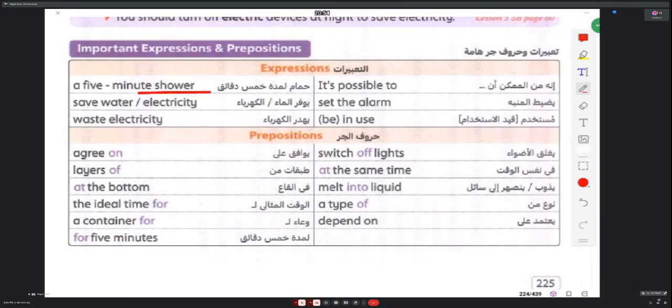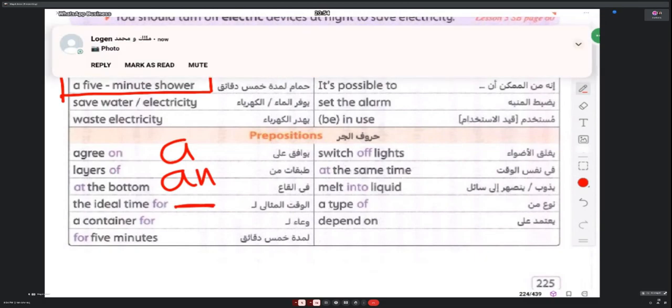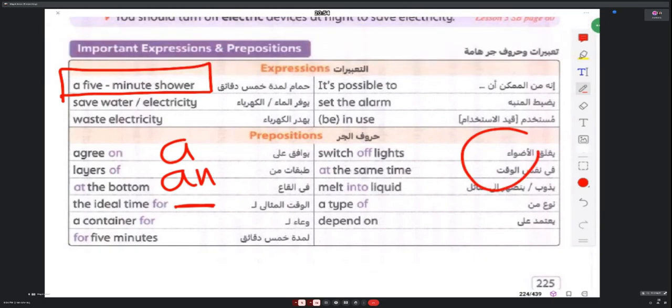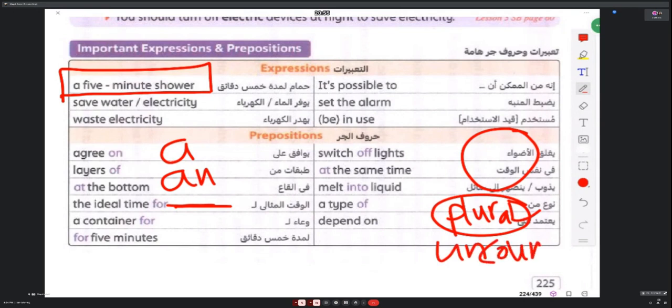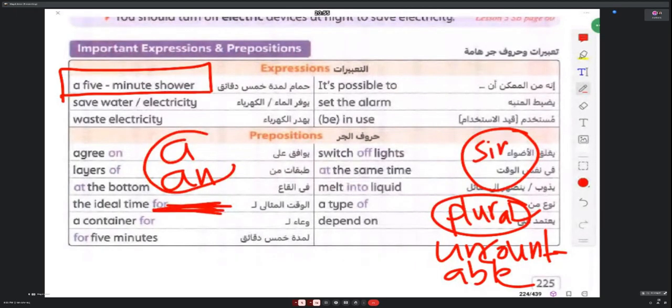When we have a phrase with a or an, or sometimes no article, if we have a plural noun or an uncountable noun, we don't use articles, but we use a or an with singular countable nouns.